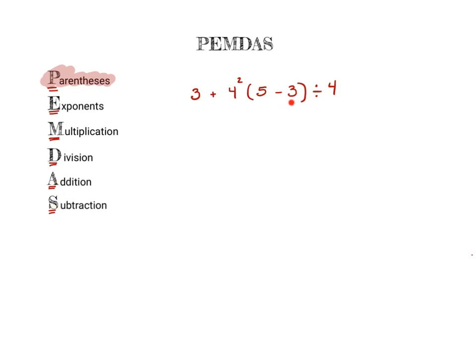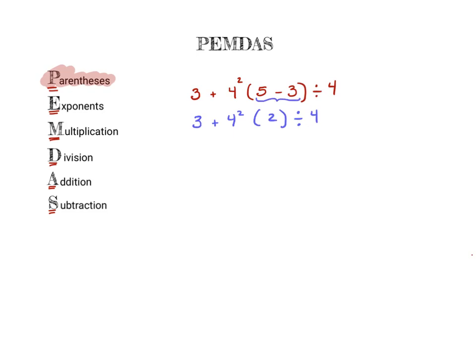Now, inside this grouping symbol, we only have a subtraction problem. So we don't have to deal with exponents or any of these. We can just do the subtraction. So your work is going to look like this. And we just do one step at a time. 5 minus 3 is 2. So the problem looks identical except we've replaced, or simplified, this 5 minus 3.